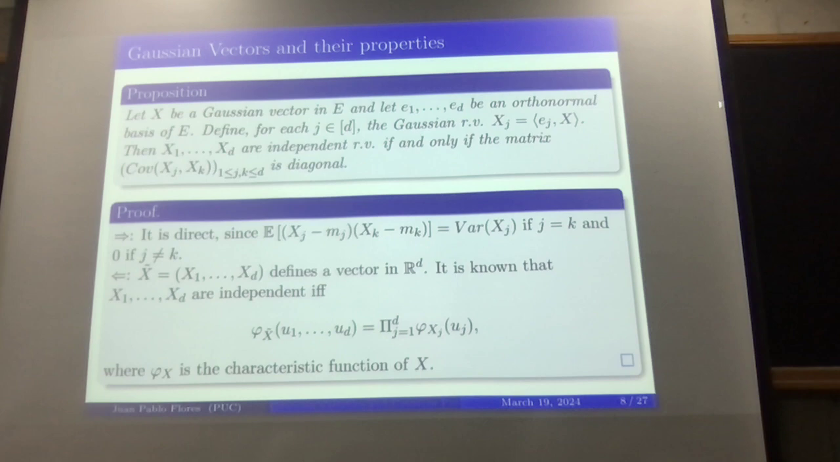So, the proof: the implication from left to right is pretty obvious. And the implication from right to left, you must use this fact about characteristic functions, and if you do the computations, the result holds. So I'm going to skip that.